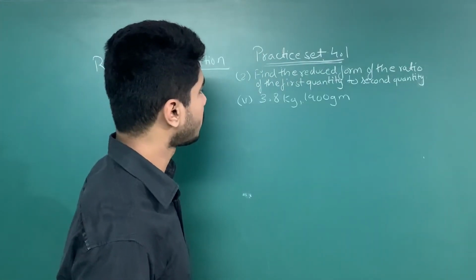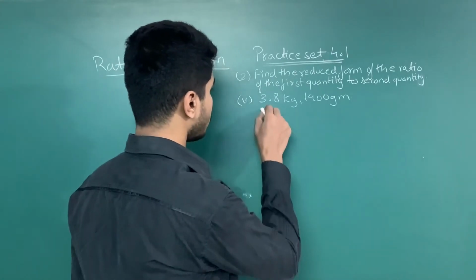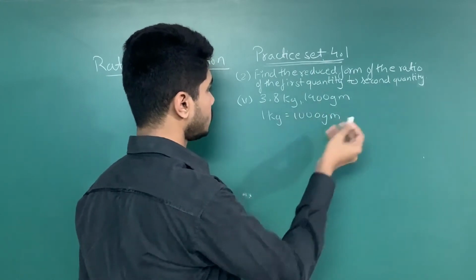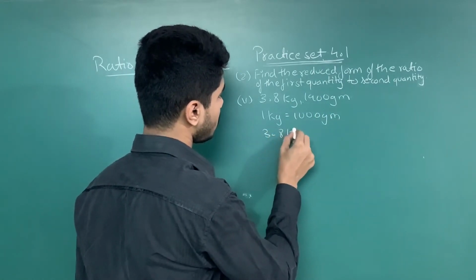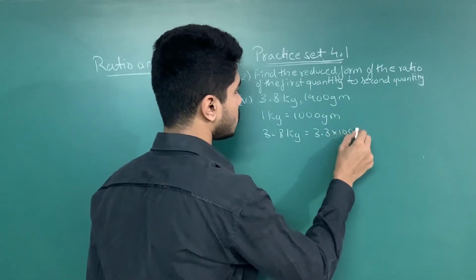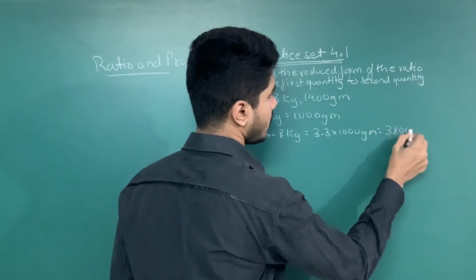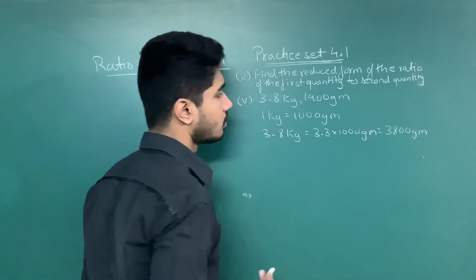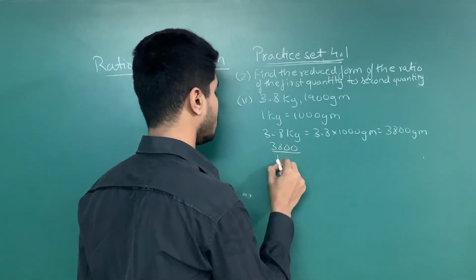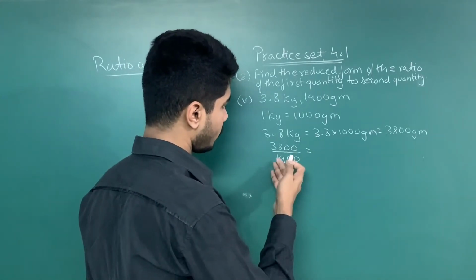Fifth question, 3.8 kg and 1900 grams. So over here 1 kg is equal to 1000 grams. So you can convert kg into grams. 3.8 kg will be 3.8 into 1000 grams, which is nothing but 3800 grams. So now both the numbers are in the same quantity. You can write this as 3800 upon 1900. So here the 0s get cancelled. You're left with 38 upon 19.